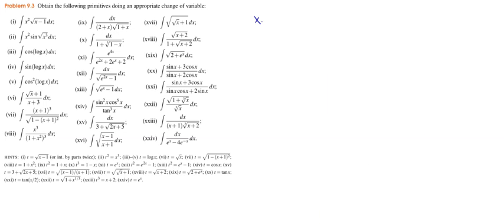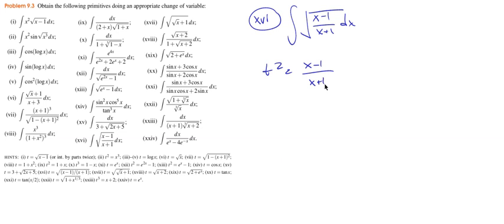Part 16: the primitive of the square root of x minus 1 divided by x plus 1 dx. Well, let's go for it. So t squared is x minus 1 divided by x plus 1. Okay, and now let's see.